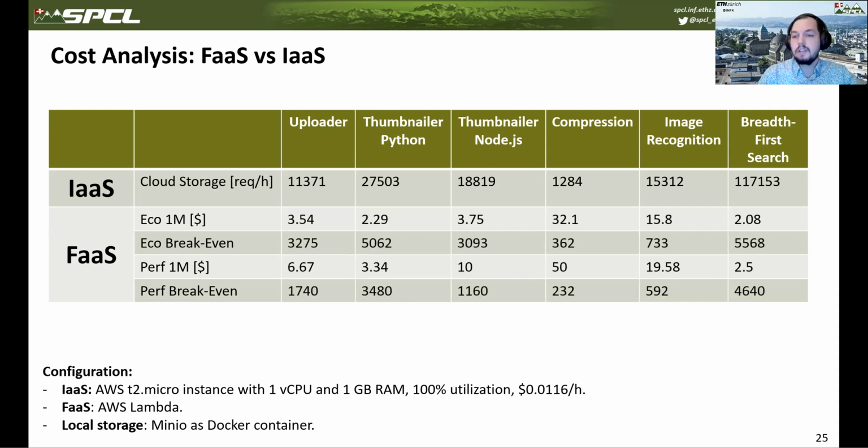And this also varies again significantly between functions. So for example, for the compression benchmark, which takes a lot of time, at only around 300 function invocations per hour, it makes more sense to consistently run a virtual machine in the background.